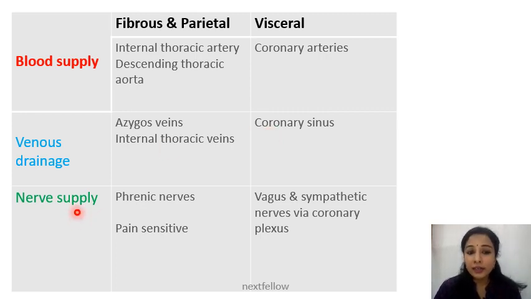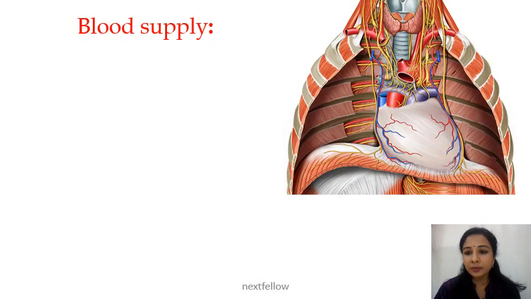Then nerve supply: the phrenic nerve, which supplies the diaphragm, because developmentally the fibrous pericardium is from the diaphragm, and the parietal layer also. It is pain sensitive because it has receptors, whereas the visceral layer is pain insensitive and supplied by the autonomic nerves, that is the vagus for parasympathetic and sympathetic nerves, forming the coronary plexus or cardiac plexus. So that was about the blood supply.